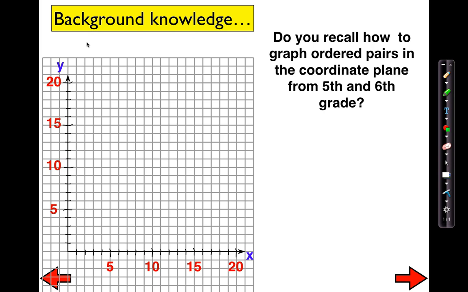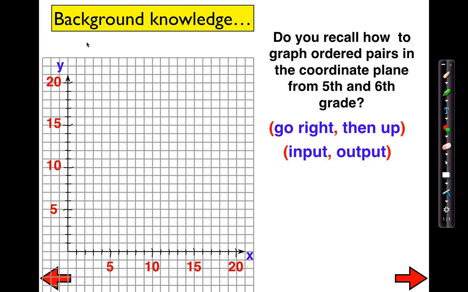If you recall from 5th and 6th grade, you did practice graphing ordered pairs on a coordinate plane. So the first number is going to tell you to go right, and the second number is going to tell you to go up. In other words, you can also refer to them as input and output. So x comma y. Here, if I wanted to graph 0 comma 0, it doesn't go anywhere, so it will just be right here. It's not going to go right, it's not going to go up, so it starts at the origin.